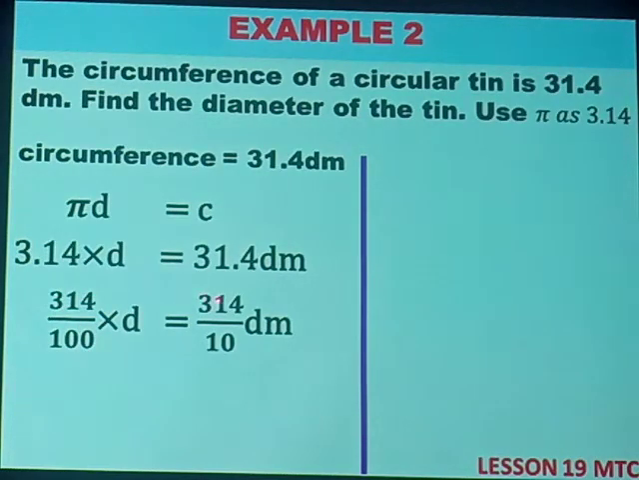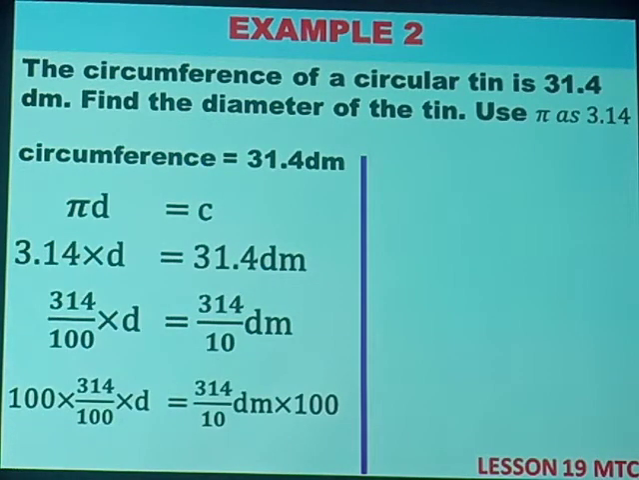This will equal to, we had 31.4 decimeters, and it has now been changed into 314 out of 10 decimeters. We are dividing it by 10 because it had 1 place of decimal. So in our next step, we shall multiply 100 on both sides of the equation. Times 100 times 314 out of 100 times diameter. This is equal to 314 out of 10 decimeters times 100.